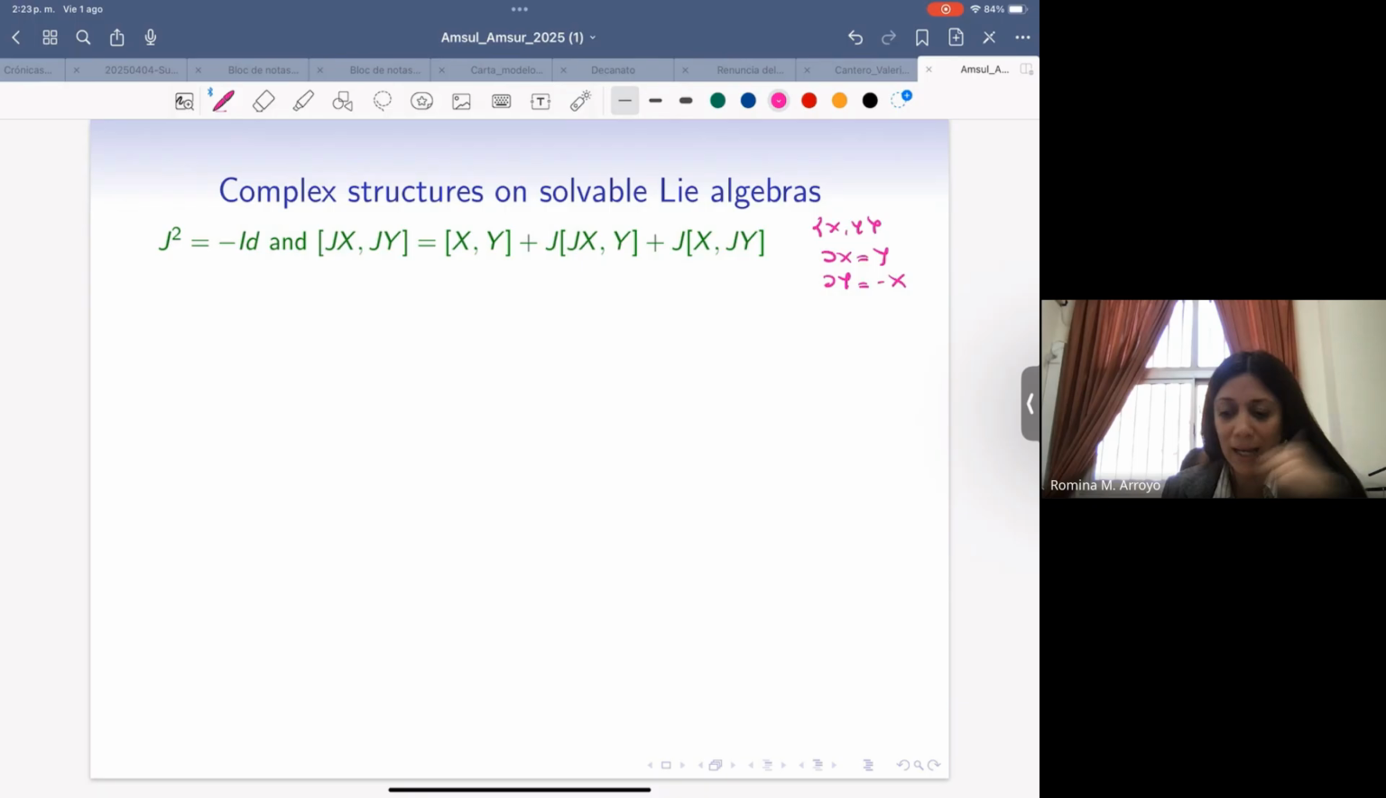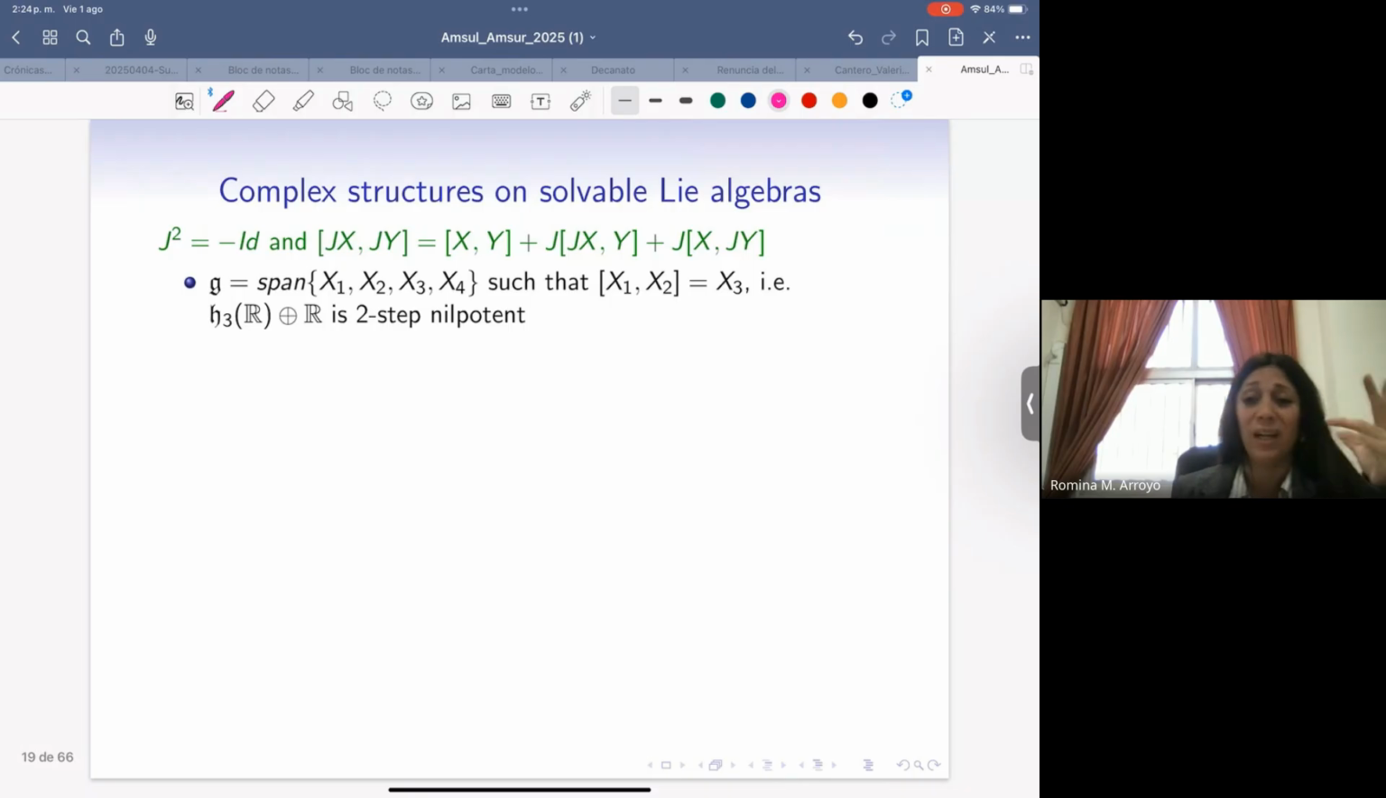So abelian Lie algebras of dimension 2, and of any even dimension, you can easily construct complex structures. And if you consider the other Lie algebra of dimension 2, which is non-abelian, again using this, you can construct a complex structure. So dimension 2 is well understood. So what happens in dimension 4?